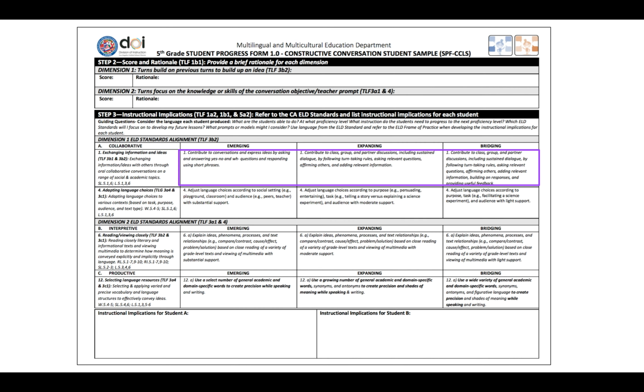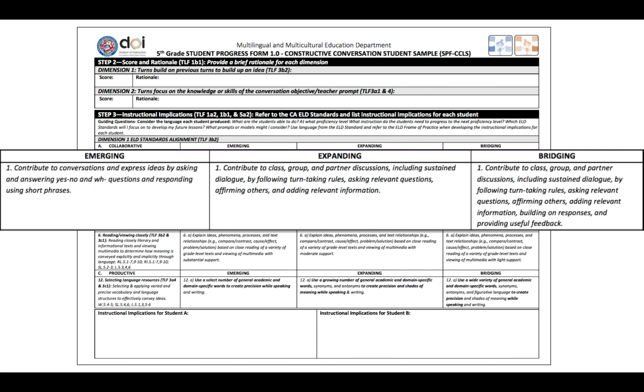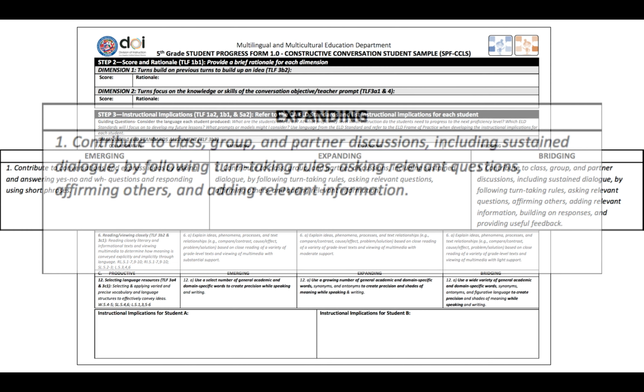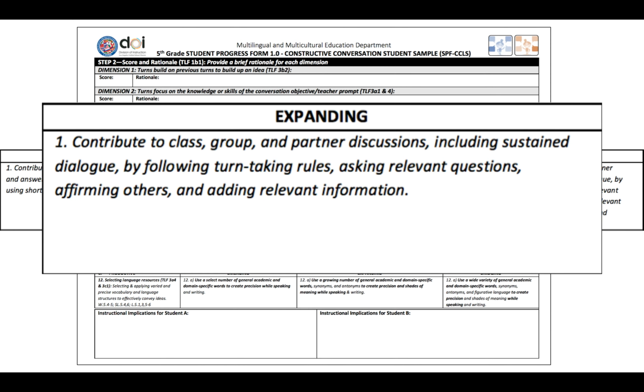So let's look at the essence of these standards in the SPF 1.0 by starting with that Part 1 A1 standard for 5th grade. So the standards were written at the expanding level and scaffolded up and down depending on student need. In this case, let's look at the expanding descriptor and find those 3 to 4 key words in order to understand the essence of this standard. We have contribute to discussions would be what this standard is mostly about.